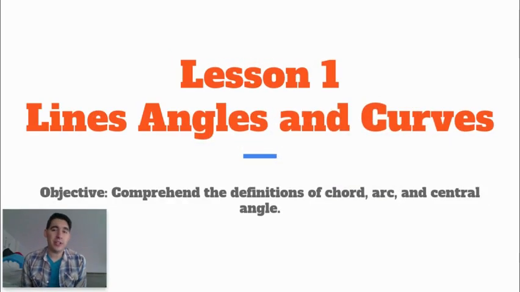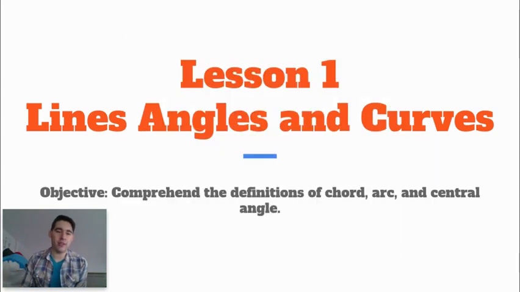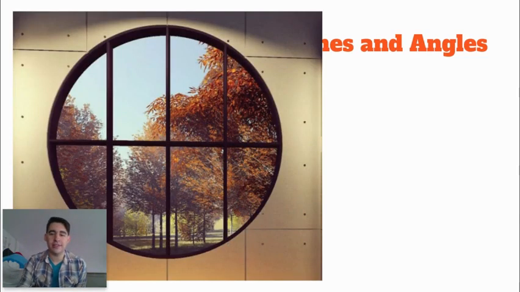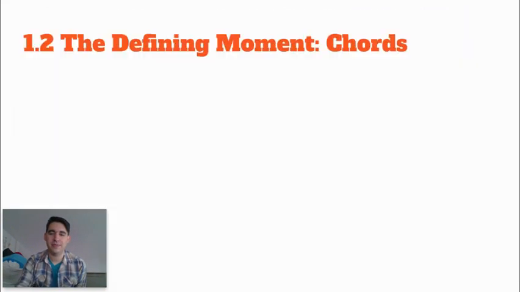Today we're going to be starting Unit 7, which is all about circles. And we're going to start with our first lesson, lines, angles, and curves. This lesson is going to be a lot of definitions about the vocabulary we're going to be using when it relates to circles and math. Let's take a look. Our first activity is going to be a notice and wonder. Look at that circle. Wow, what a circle.